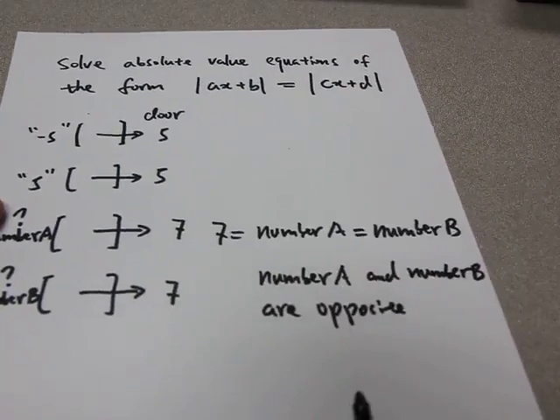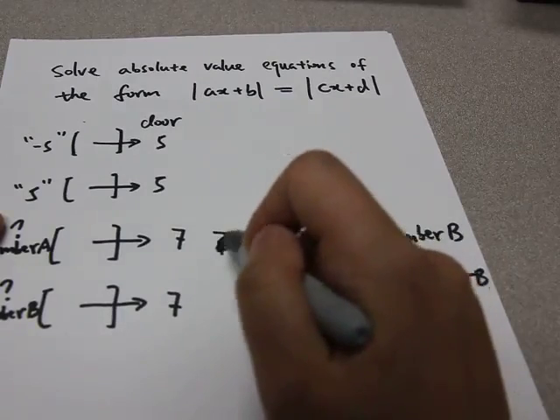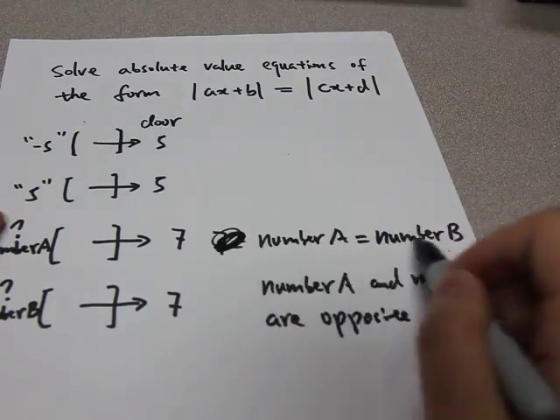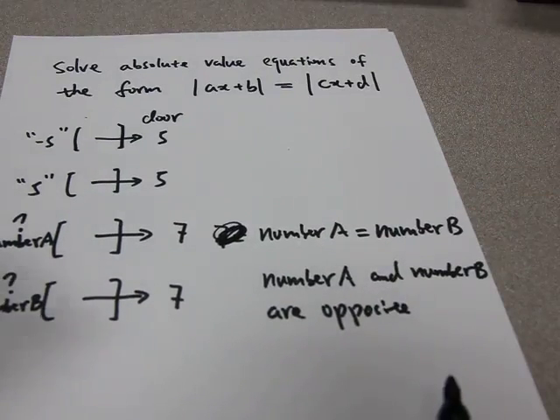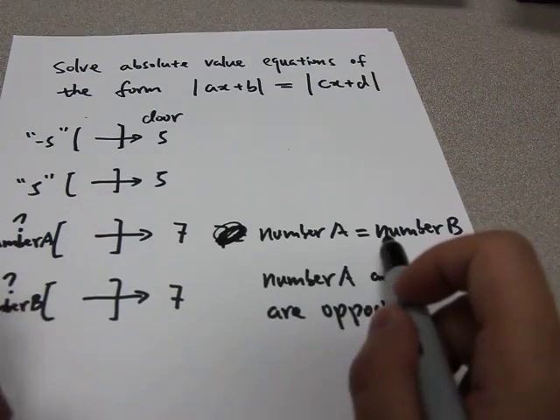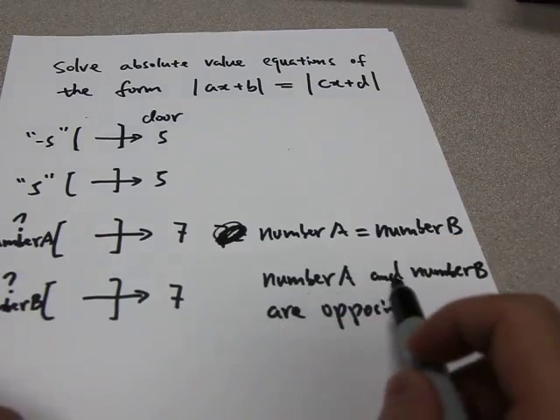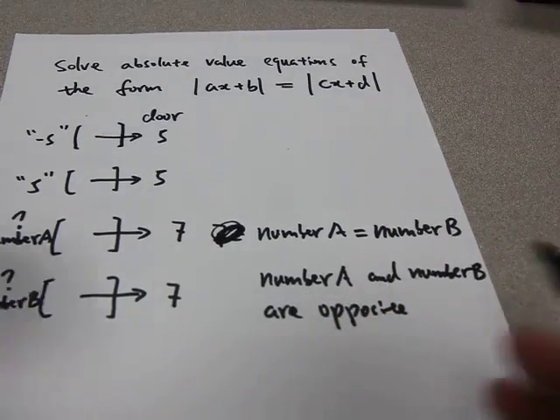Well, you may say, okay, we have the third possibility, that is both numbers are negative 7. Well, that possibility we can see is this one. So the two numbers are equal. So in general, there are two possibilities. One is these two numbers are equal. Another is these two numbers are opposite, right?